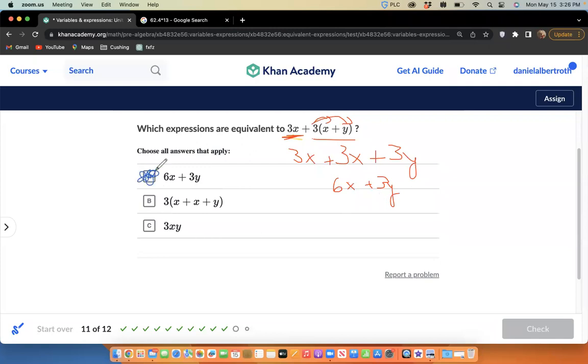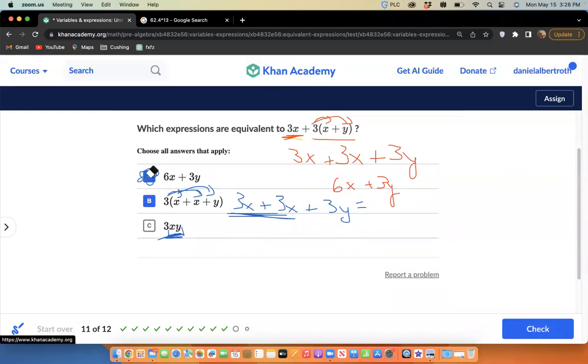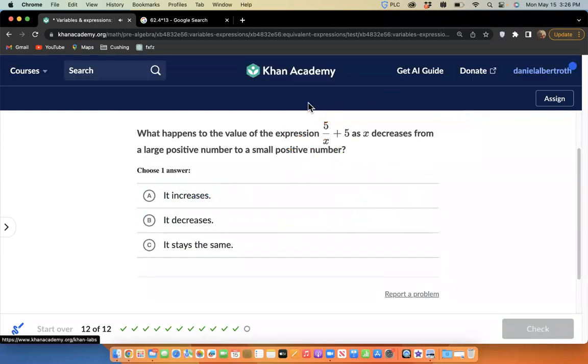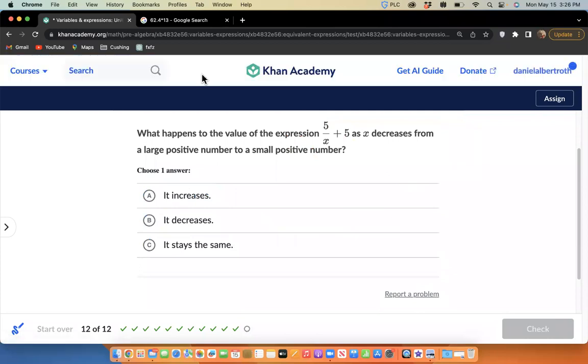So A is going to work. C is totally different. This is 3xy. There's one term there. It's an xy term. That's different than 6x plus 3y. Here I can distribute. So I'm going to get 3 times x is 3x plus 3x plus 3y. I think that's going to come out the same. These combined give you 6x, so 6x plus 3y. So I think A and B together are going to be good for us here. Let's see if it likes it. Very nice.